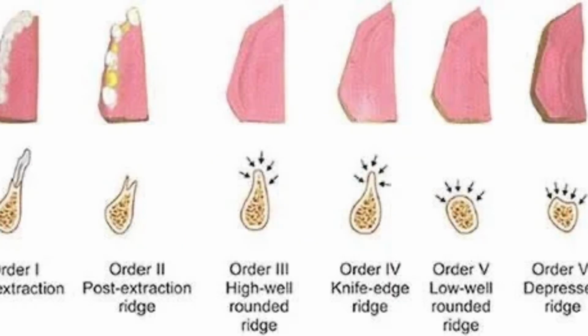Atwood in 1971 gave a very important classification. As you can see in the image, he divided the residual ridge resorption into 6 patterns. The first one was pre extraction, then the post extraction, high well rounded shape of the residual ridge, then it becomes knife edge where the width decreases for the first time, then it becomes low well rounded, and finally it becomes depressed. So these are the 6 stages.